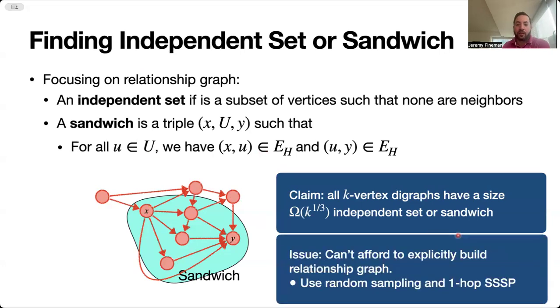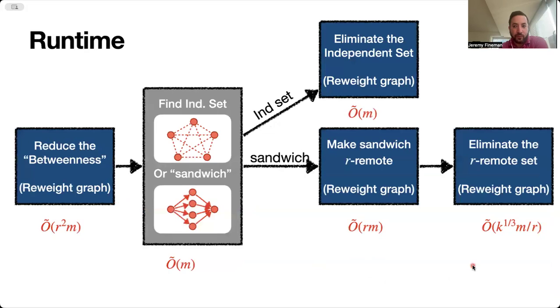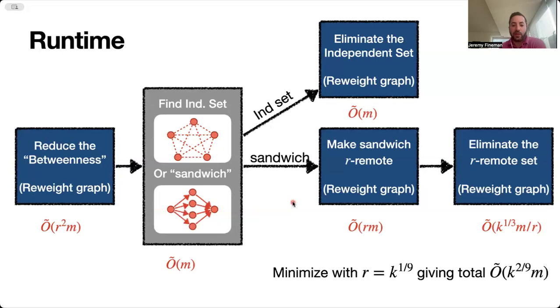Now, we can't afford to actually build this relationship graph explicitly, but you can use some random sampling and one-hop single source shortest paths to get the same effect by doing something in the original graph. Okay, so I'm not going to go into detail on how that works, but that's the idea here. So putting everything together, this first component has a running time of R squared m. This last component has a running time of K to the 1/3 m over R. And these running times end up dominating all the other components. So we can minimize the total running time by setting R equals K to the 1/9, which gives us this running time here.